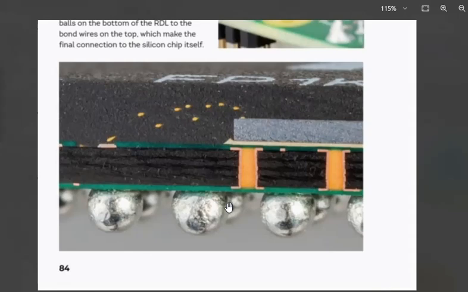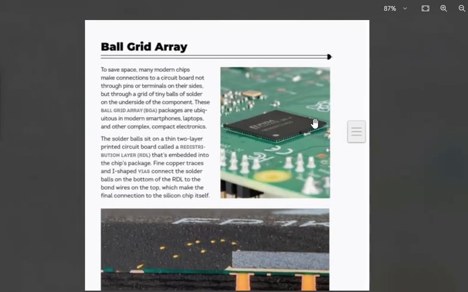And if we talk about the other complex electronics, BGAs are used in many other electronic devices where space is limited and high density connections are required. And in smartphones, they are used to connect the processor, memory, and other components to the motherboard. And in laptops, they are used in a similar way as in smartphones.